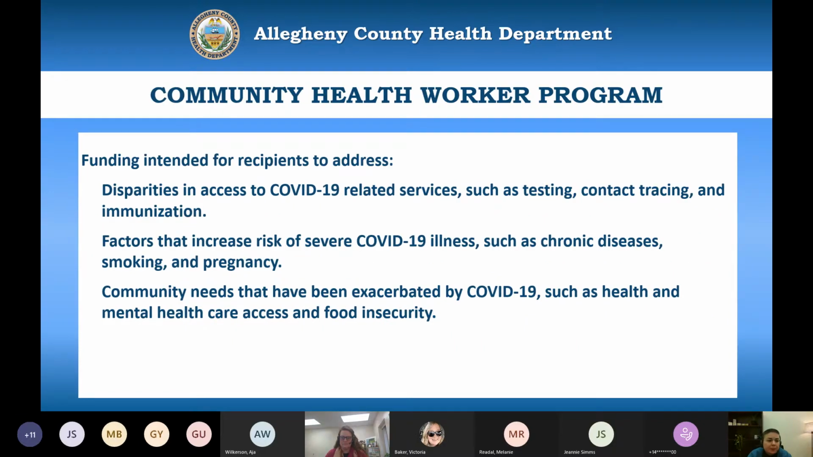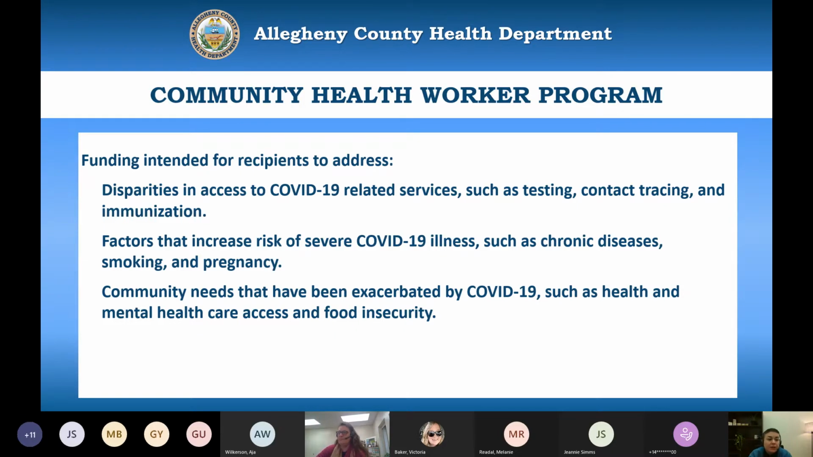So a little more about the community health worker program. The funding here is really related to addressing disparities that have arisen with COVID-19. We do know that there have been disparities around who's getting tested, where they're getting tested, disparities around who is not receiving the vaccine. And so a lot of this funding will help us directly in communities talk about the importance and availability of things like testing and the vaccines, and also help us have a better understanding of how COVID is being transmitted in communities through contact tracing.